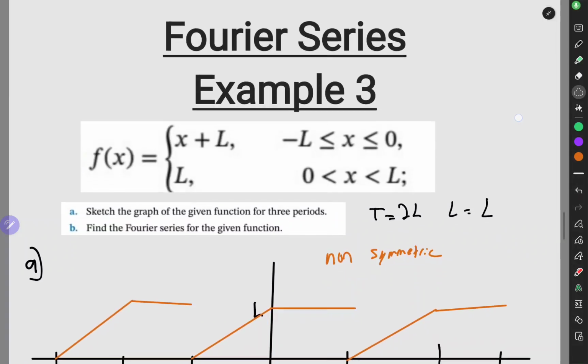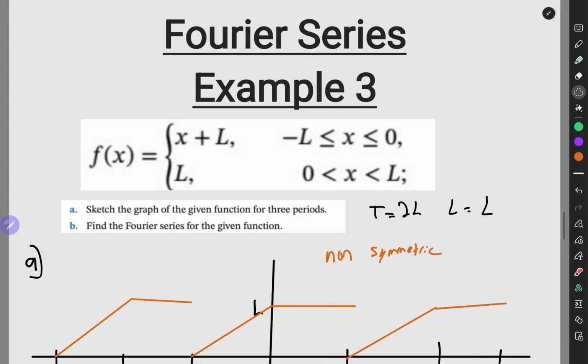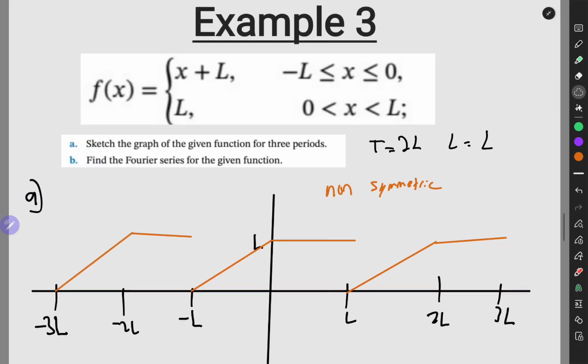Welcome back. Today we're going to look at a third example of a Fourier series. I already went ahead and sketched this one, because it's really similar to the last one. It was just shifted up by 1. And you can see the period is 2L, the length is L.